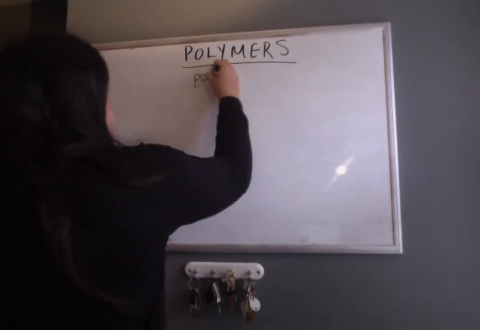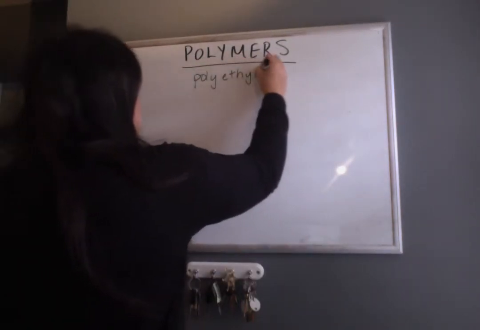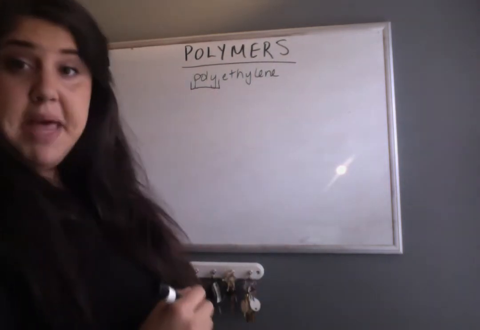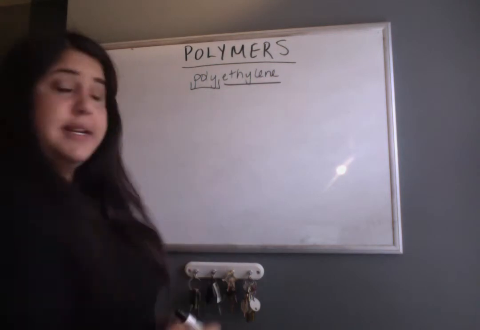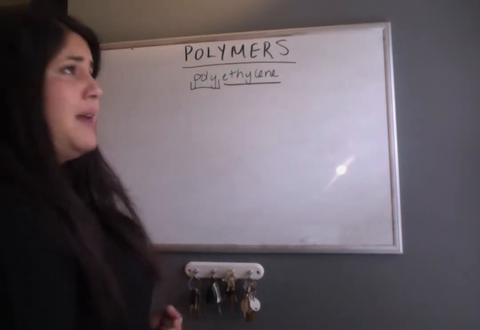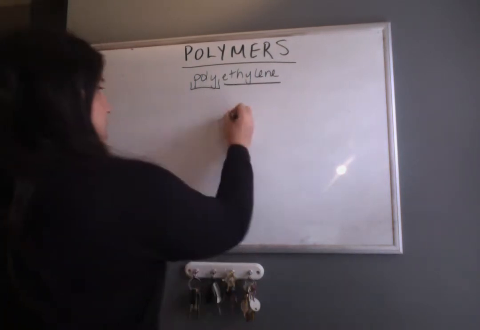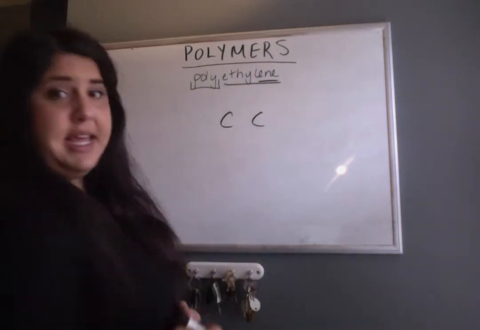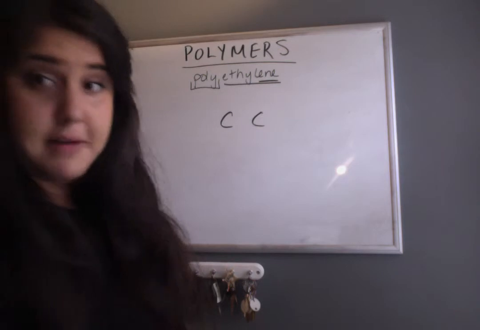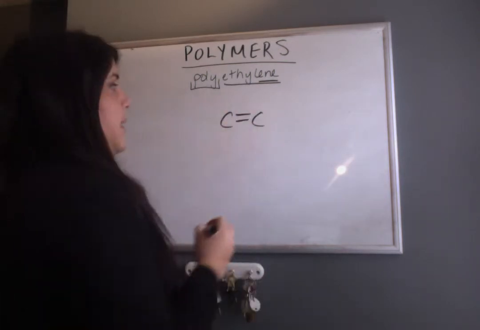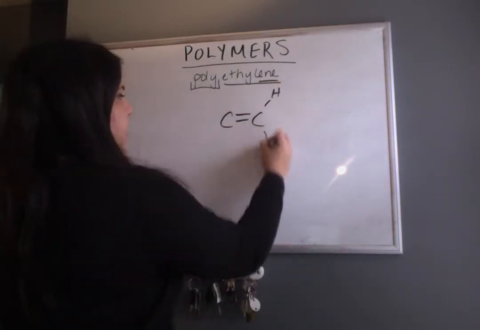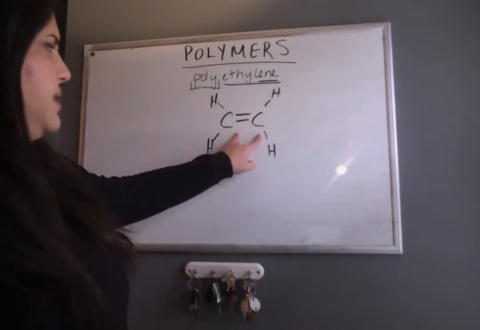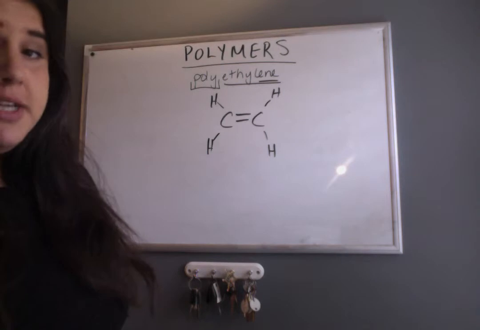So, polyethylene. If I break it down again, poly meaning many, ethylene we should recognize from Chapter 9. Ethylene, I think of two carbons. When I see that E-N-E, I also think alkene, meaning there must be a double bond. So when I think of ethylene, I think of this molecule right here: two carbons, a double bond, and some hydrogens.